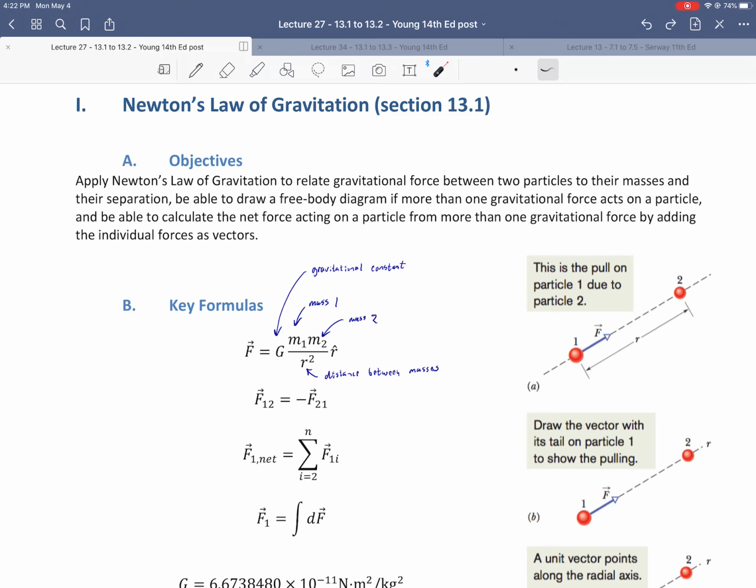So to put this into words, this is telling us that there is an attractive force, more on the direction in just a second, between two masses, which is proportional to the product of their masses in kilograms, and inversely proportional to the square of the distance between those masses. Okay? So that's the fundamental law. Okay? It follows an inverse square relationship.